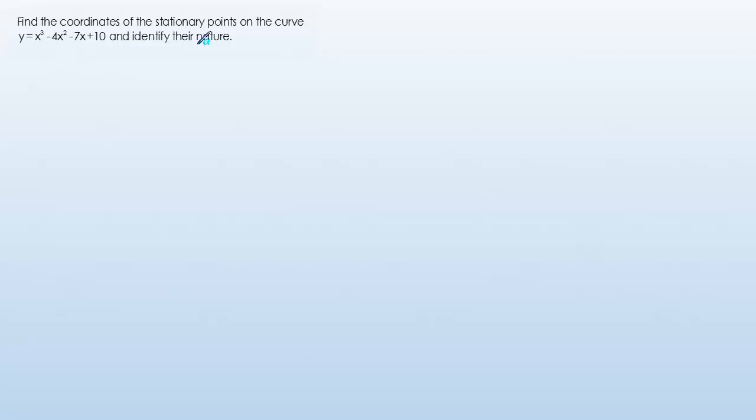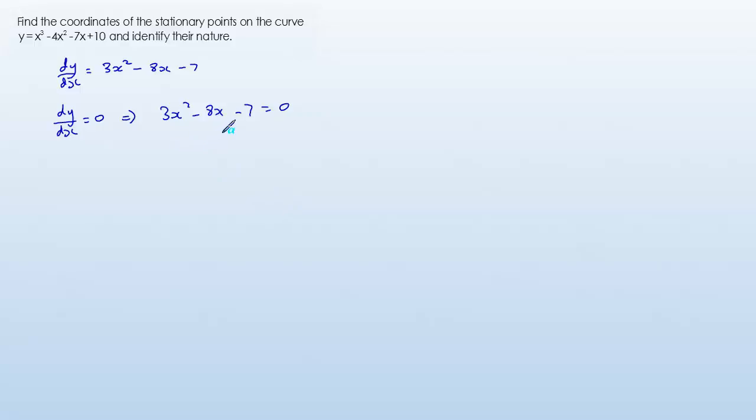Find the coordinates of the stationary points on the curve y is x cubed minus 4x squared minus 7x plus 10 and identify their nature. So dy/dx is going to be 3x squared minus 8x minus 7, and for stationary points we want dy/dx equal to 0, so that means 3x squared minus 8x minus 7 is equal to 0.